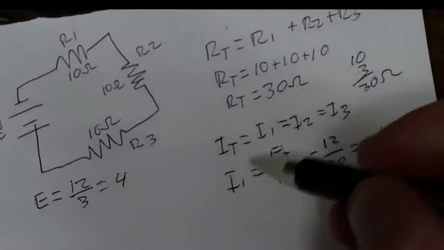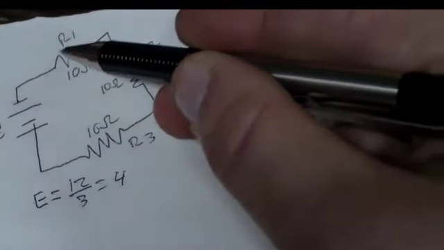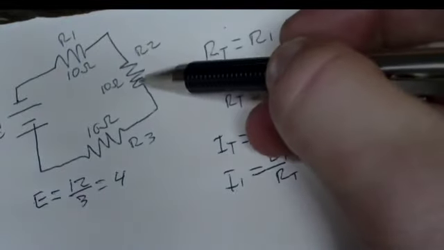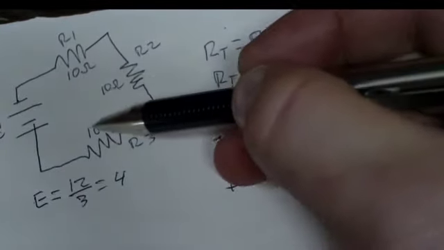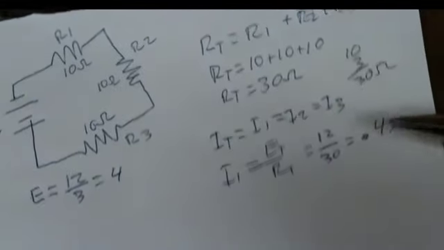And since it's a series circuit, it also equals I1, I2, and I3. So you got 0.4 amps coming through here, 0.4 amps coming through here, and 0.4 amps coming through here. Your amperage is the same in the entire circuit. That's just true in a series circuit.